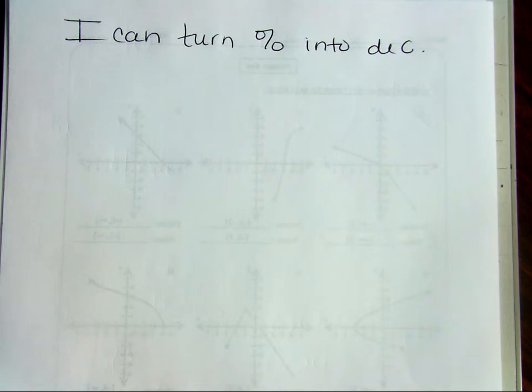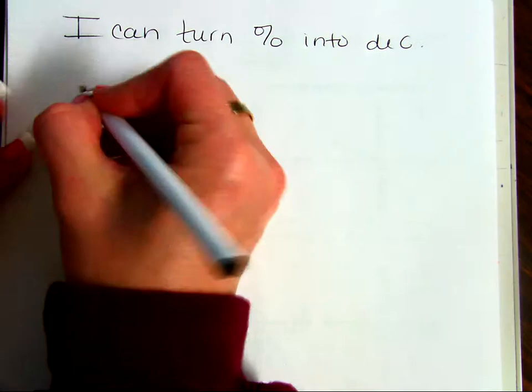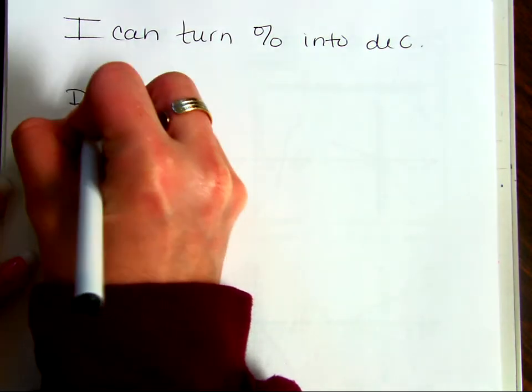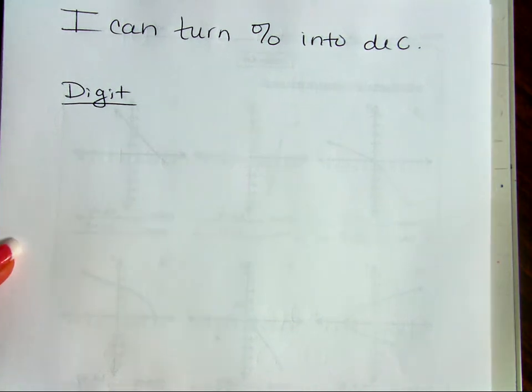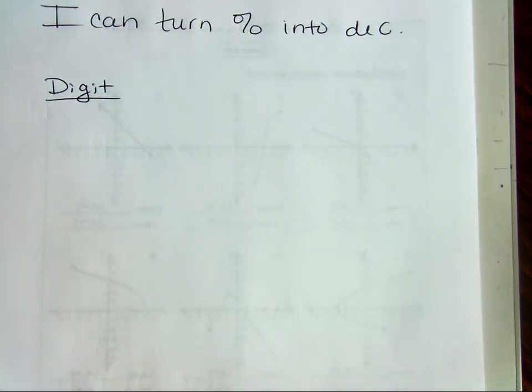Okay, and you've actually had practice with this before. I know you've seen this, but there's always a little bit of question like, what is that really? So we're going to talk about the word digit. A digit is what? It's really kind of hard to define, but it's what? Yes, good. It's just one number.